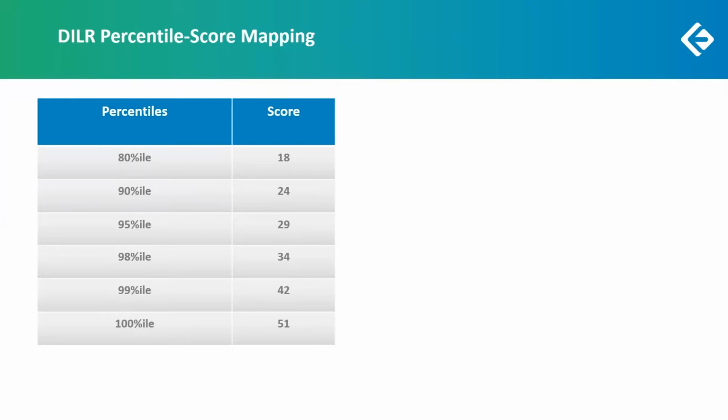Now, if you did not perform as per your expectations in this paper, please make sure you conduct a thorough analysis, see where you went wrong, whether you wasted too much time on a difficult set, whether you made some silly mistakes, whether you felt the pressure of time, and so on. So that is it for the DILR analysis of this paper.